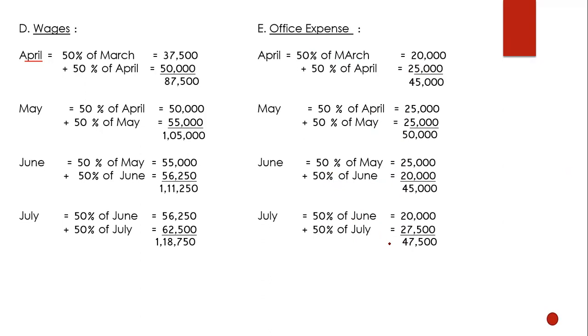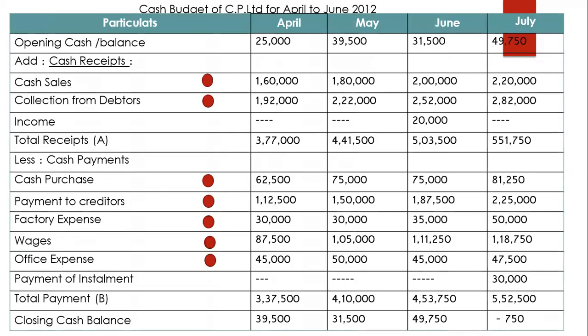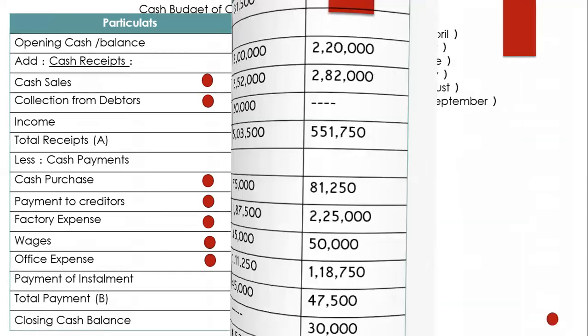Okay. So now we have completed all the calculations, so we will directly start the sum. We are making the cash budget of CP Limited. Now see, we have written the opening cash balance. Now we have to write down the cash receipts. So first is cash sales, and we have already found the cash sales.